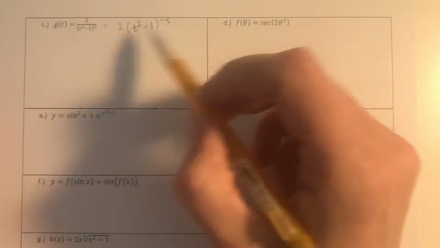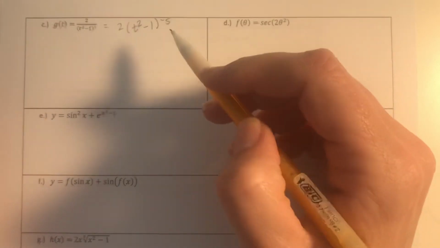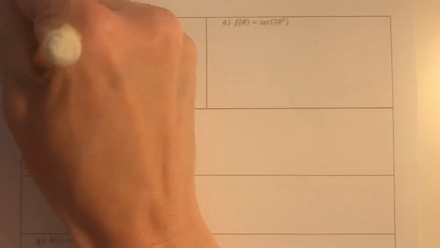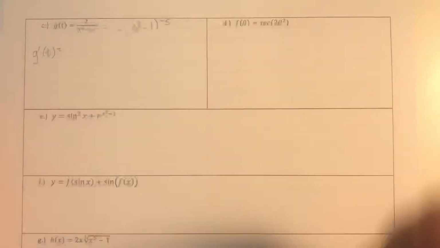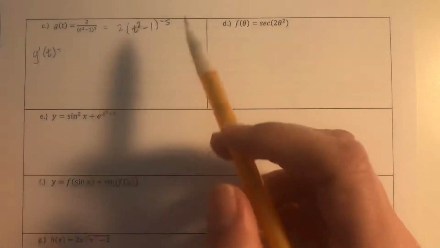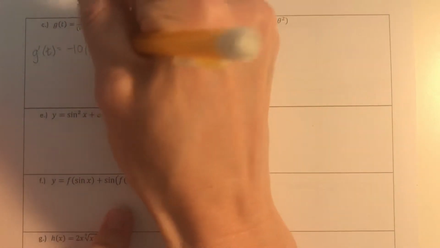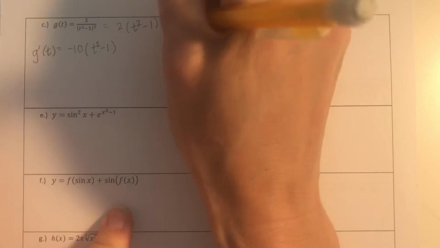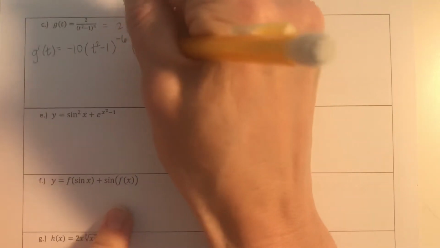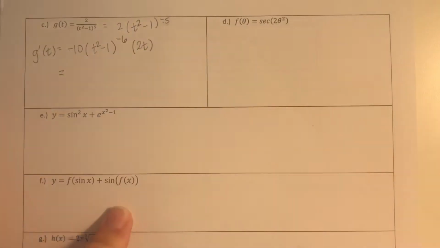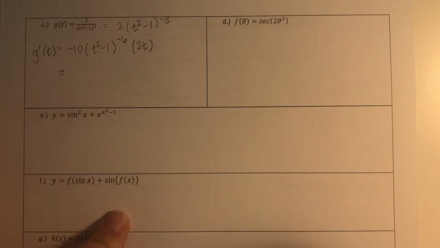So if you notice, we have an outside function and we have an inside function. So going ahead and taking the derivative, g prime of t, we are going to have the derivative, keeping the inside the same, is going to become negative 10. Leave the inside function the same, t squared minus 1. Subtracting 1 from the exponent is going to become negative 6 times the derivative of the inside, which is 2t. From here, I'll let you guys clean this up. There are no negative exponents allowed, so you want to make sure you rewrite that.